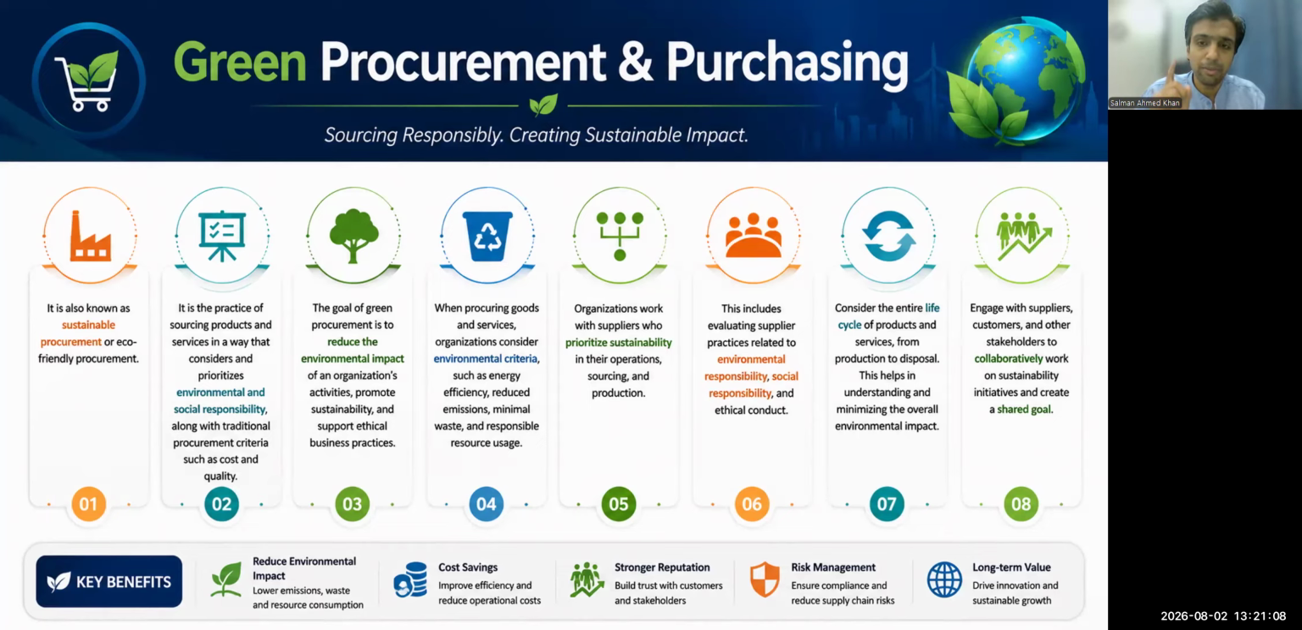So for the suppliers, it is very essential, an important factor, to convert their facility into the frameworks of green supply chain practices. Considering the entire life cycle of the product and service, from production to disposal, helps green procurement in understanding and minimizing the overall environmental impact. So you have to engage with the suppliers, customers, and other stakeholders to collaboratively work on sustainability initiatives and create a shared goal. So this is about green procurement and purchasing.